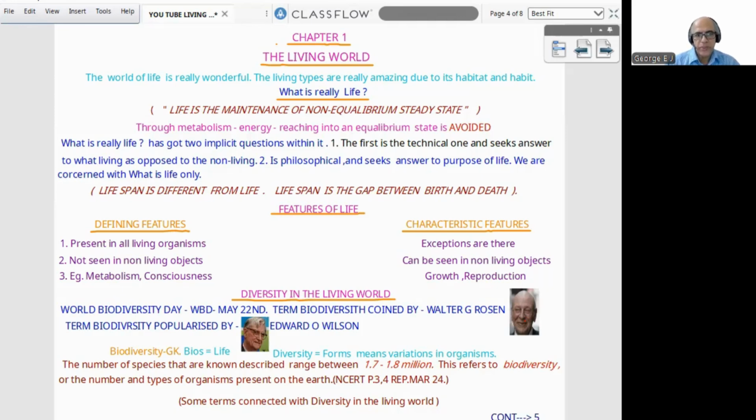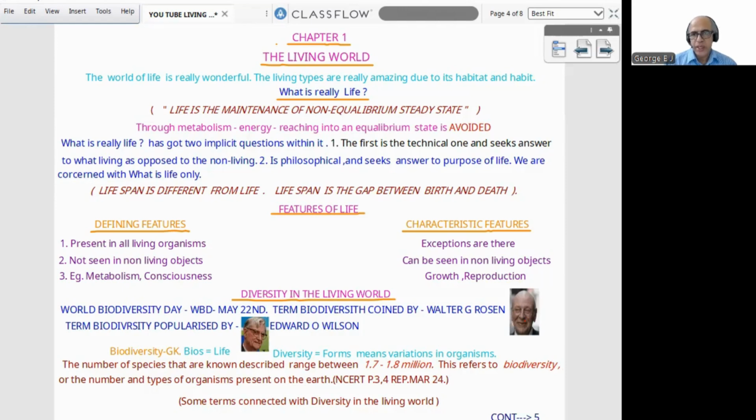So we are concerned with what is life only. Remember, lifespan is different from life. Life we define as maintenance of non-equilibrium steady state. Lifespan is the gap between birth and death. Now comes features of life.